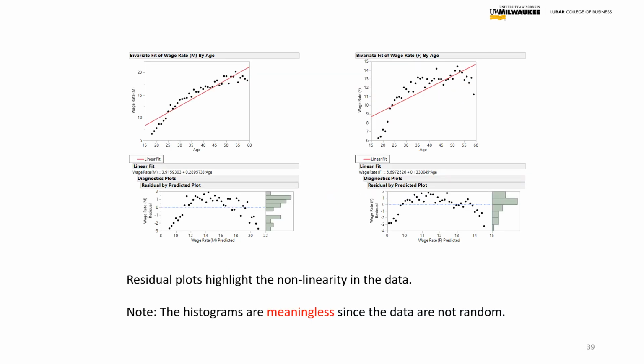If I were to ignore the nonlinearity in the scatter plots and fit lines to each of the scatter plots, the residuals will reflect the curvature that we failed to model by showing pattern to the residuals with curvature, as you can see here. Now, the histograms are meaningless to look at since the data are not random. Histograms are only meaningful for understanding the distribution of random data. At this stage, our residuals are not random. We would ignore the histograms.